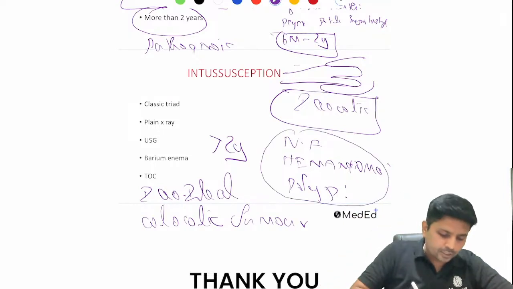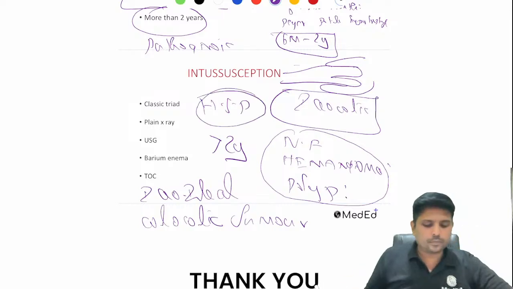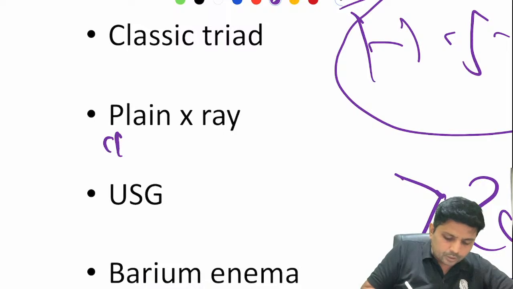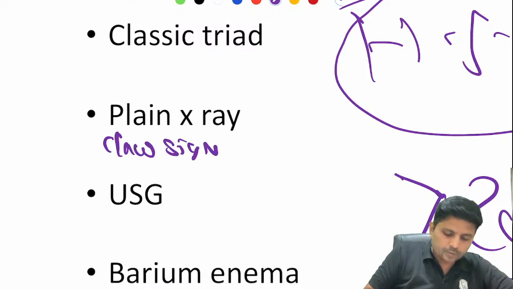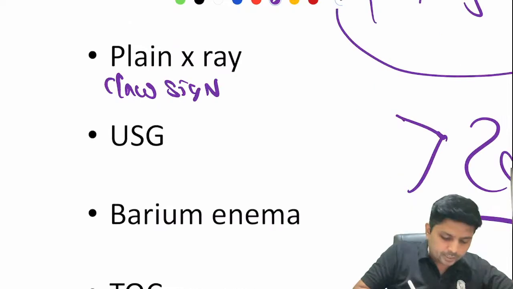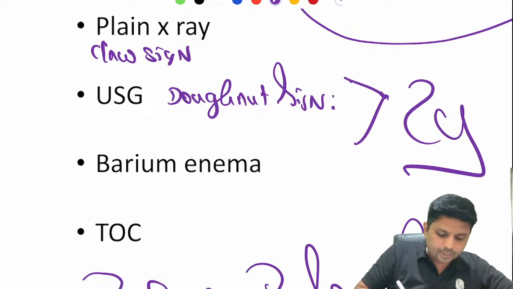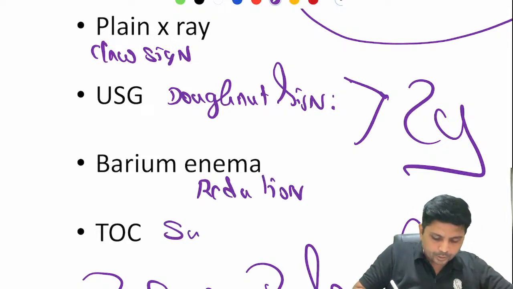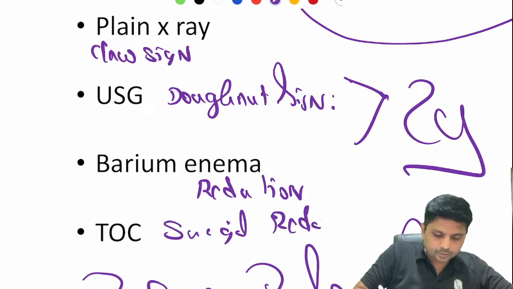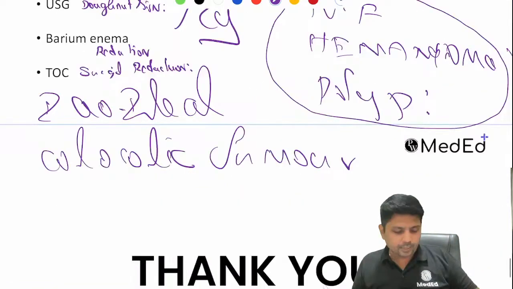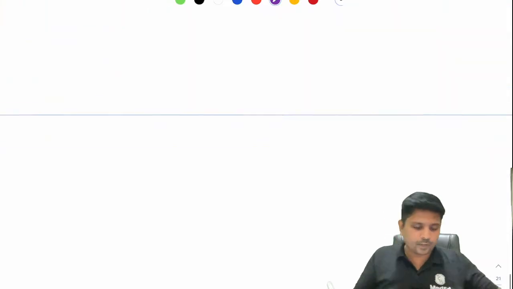Even a vasculitis such as HSP can produce it. What is there in plain X-ray? You can have claw sign. What is there in USG? You can see the donut sign. The usual treatment of choice is barium enema reduction. If it recurs, you can do surgical reduction.